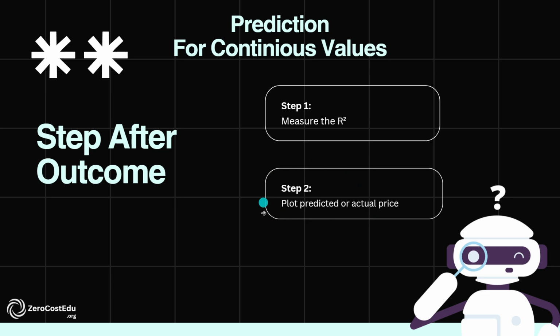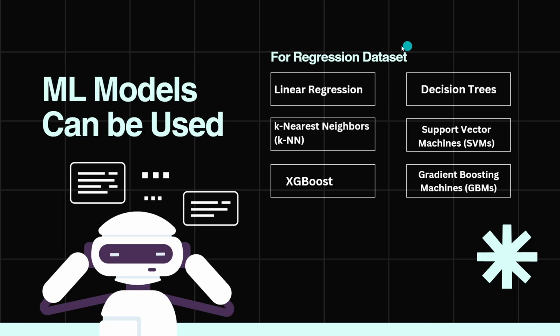And for step two, I'm gonna be plotting the predicted and actual price, the values coming through the predicted lines and through the actual price. On the next, we have the models that can be used on a regression dataset, like our values will be continuous for price. In previous videos we mostly used logistic regression and other categorical datasets, but here we can't use those.